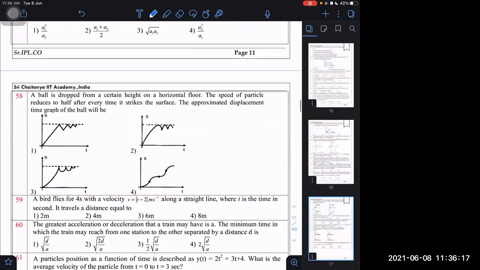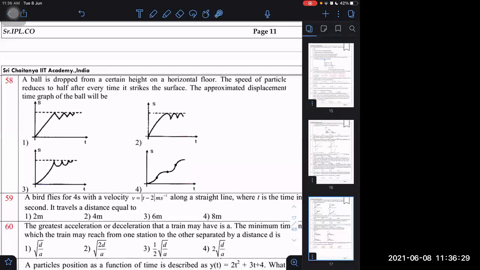Question number 58. This is nice, somewhat different. Can you find out which graph is correct for a ball dropped from a certain height on the horizontal floor? Now I will wait for some time. It is three, sir. Slightly difficult. Can you do it once? Try.